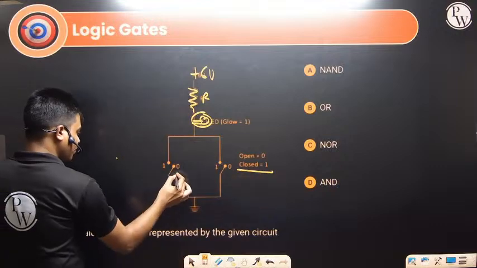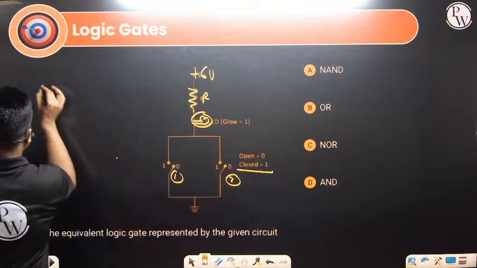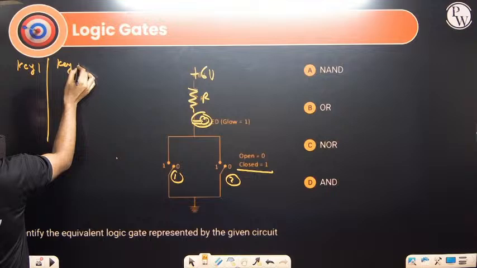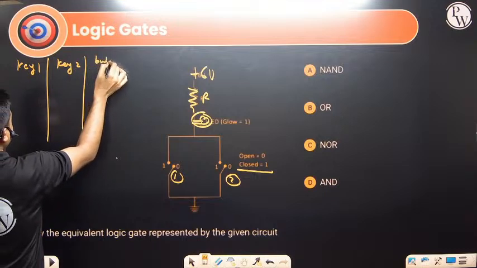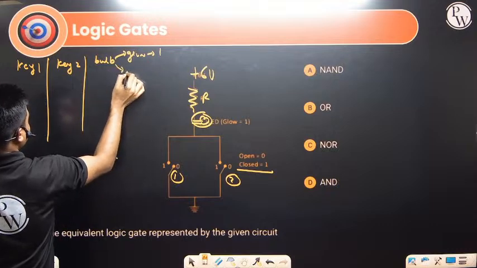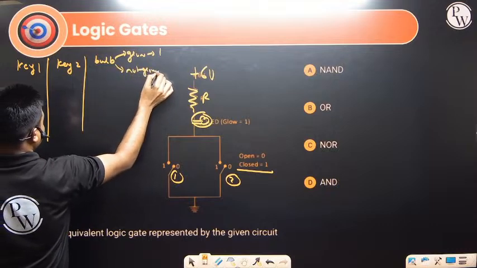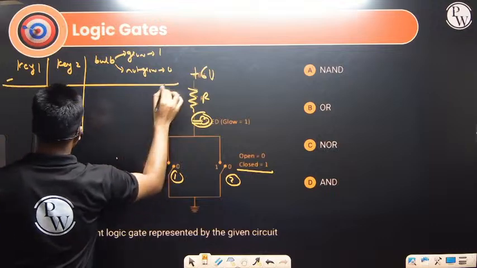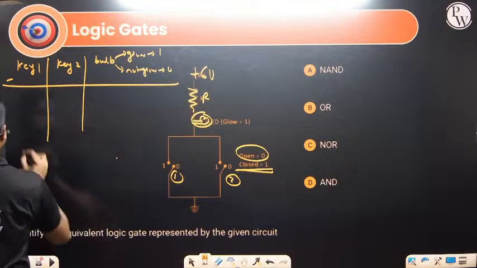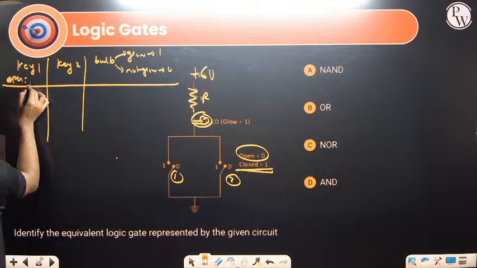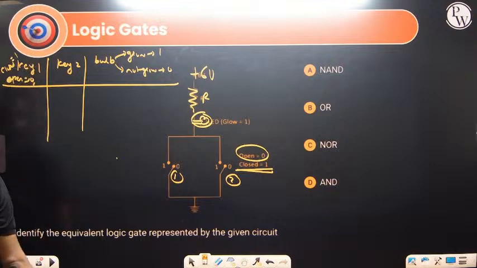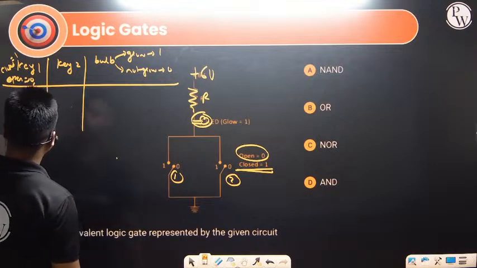So let's say this is key 1 and this is key 2, and let's talk about the bulb. If it glows, you write it as 1. If it does not glow, we write it as 0. Open is 0 and closed is 1, right? Open 0, closed 1.